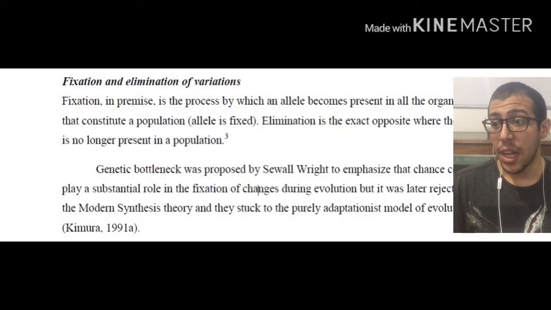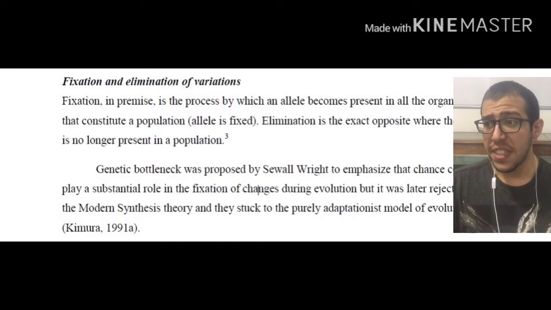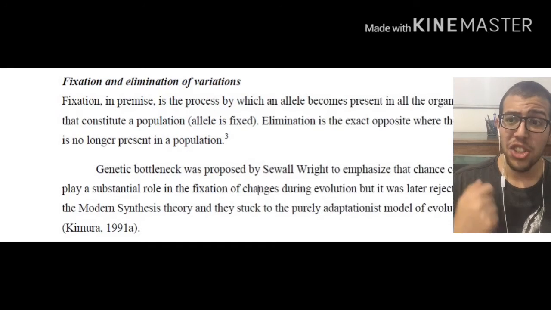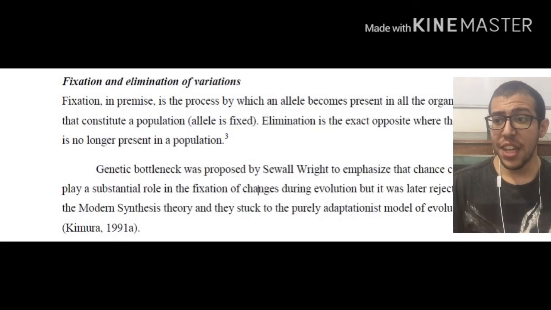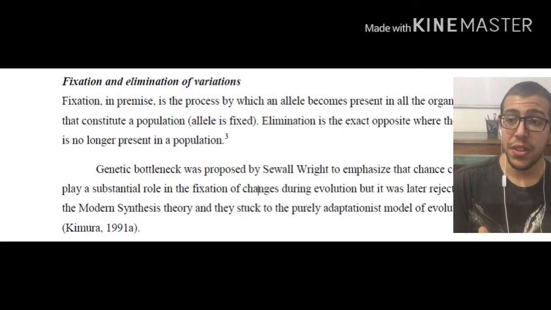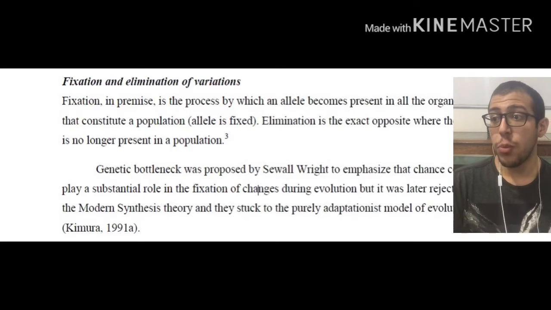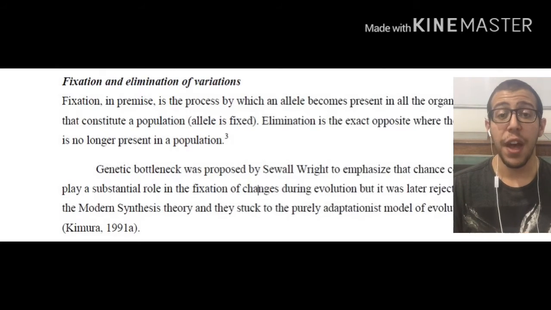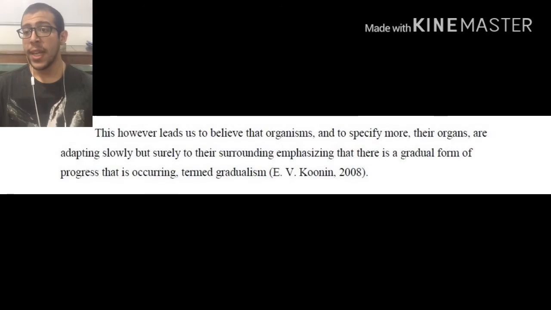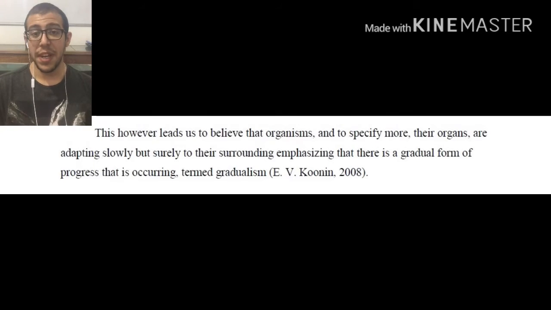Now, genetic bottleneck was proposed by Sewall Wright to emphasize that chance could play a substantial role in the fixation of changes during evolution, but it was later rejected by modern synthesis theory, and they stuck to a purely adaptationist model of evolution. Now this, however, leads us to believe that organisms, and to specify more, their organs, are adapting slowly but surely to their surroundings, emphasizing that there is a gradual form of progress that is occurring, termed gradualism.